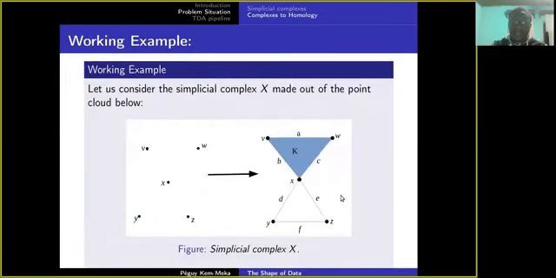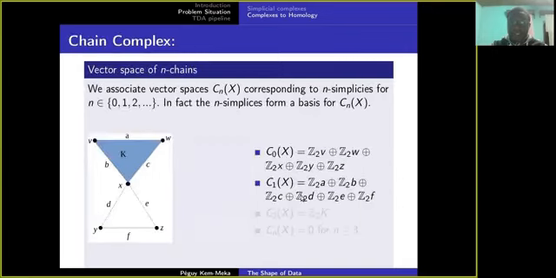This is my simplicial workflow. Let's consider this working example. I always start with my data here, 5 data points. I have to build a graph on top of it, which is a simplicial complex. Here is simplicial complex X. Having my simplicial complex, I can start defining the notion of a chain complex Cn of X, which corresponds to the n-simplices, n in 0, 1, 2, up to some natural number.